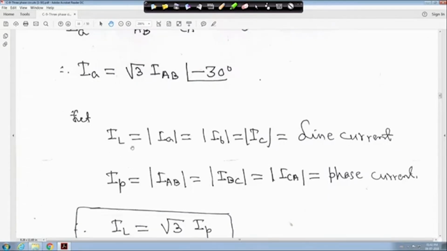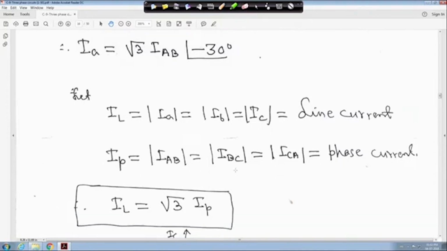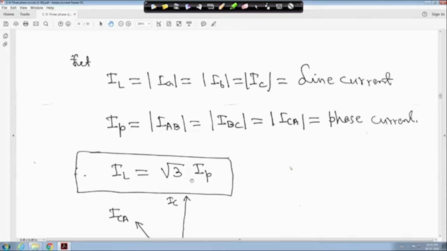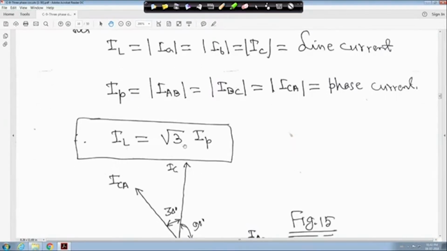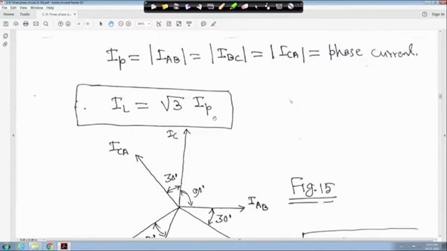And magnitude wise, line current is IA, IB, IC, that is line current magnitude, and phase current IP is equal to mod IAB, mod IBC, mod ICA, that is phase current, right. So, in this case, this is my phase current. So, IL, line current, is equal to root 3 times phase current for delta connected load, right. Earlier we saw for star connection, line voltage is equal to root 3 times phase voltage, and for delta connected load line current is equal to root 3 times phase current. So, IL is equal to root 3 times phase current, right.